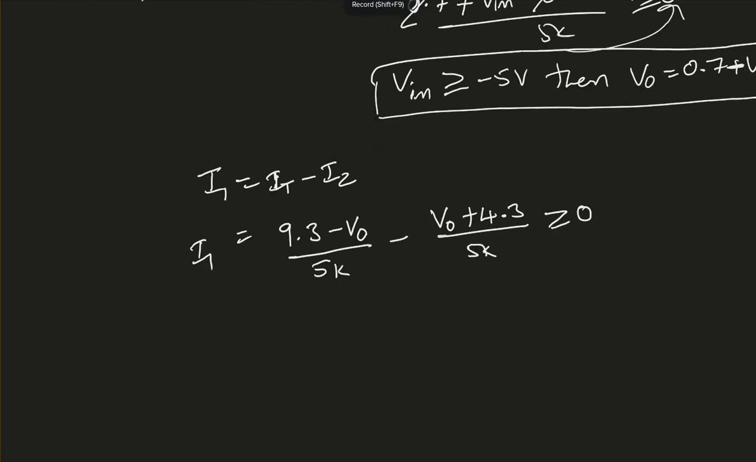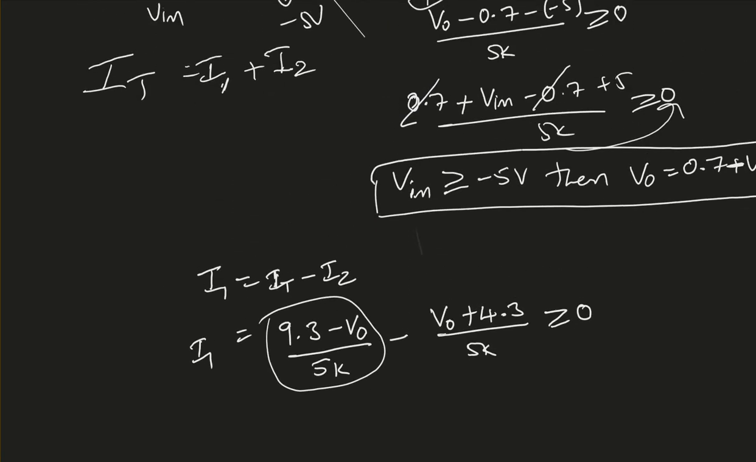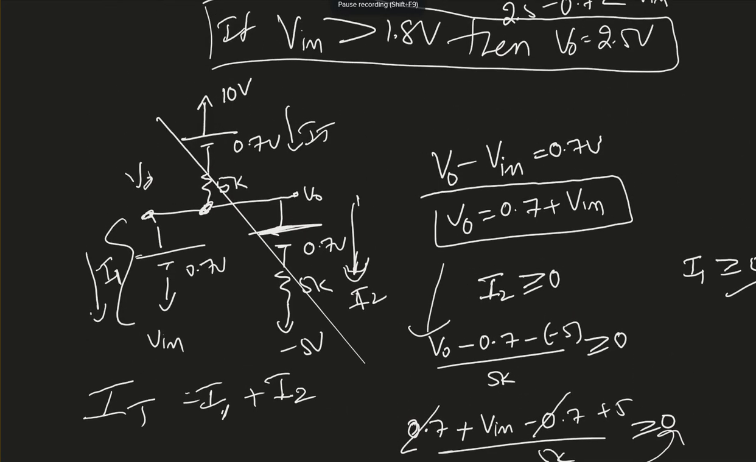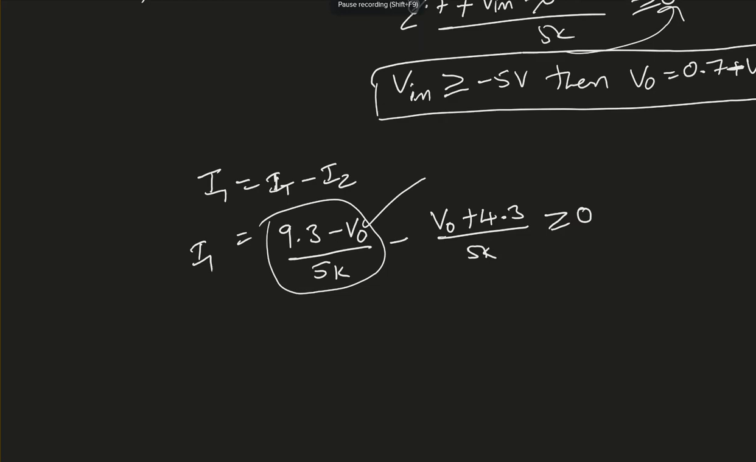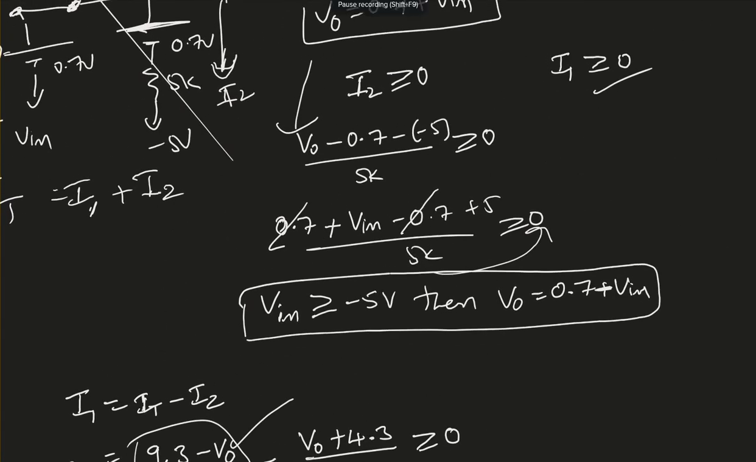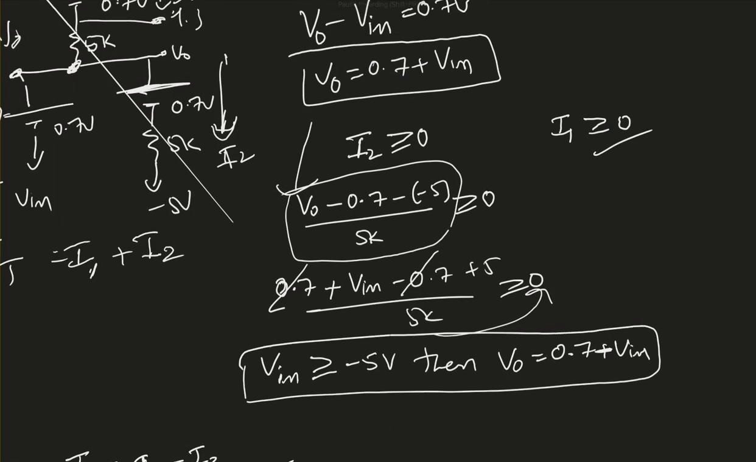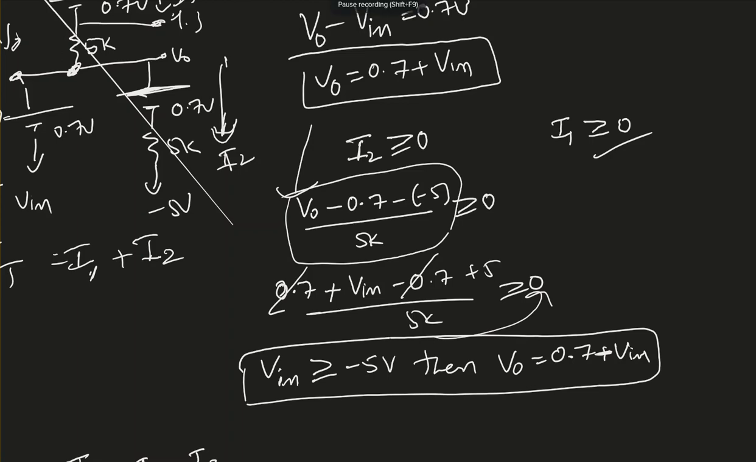So this is how I wrote the equation here. I total is 9.3, so 10 minus 0.7. So the voltage at this point is 9.3. 9.3 minus V naught over 5k. So that's what I have. And minus I2. I2 is right here: V naught minus 0.7 minus of minus 5, over 5k. Based on that, I found I2.